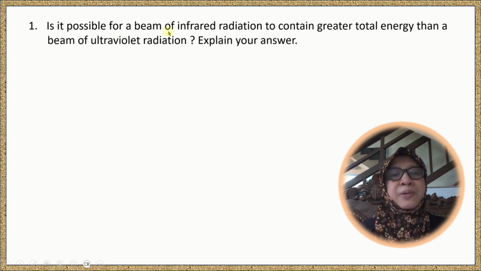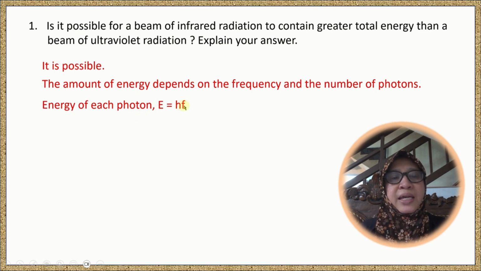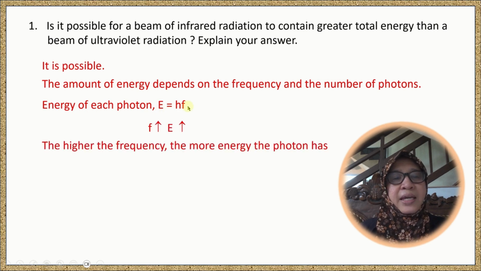Is it possible for a beam of infrared radiation to contain greater total energy than a beam of ultraviolet radiation? And then explain your answer. Yes, the answer is it is possible because the amount of energy depends on the frequency and also on the number of photons. From the formula E equals hf, energy of each photon, we can see here we have frequency in the formula. So the energy depends on the frequency.